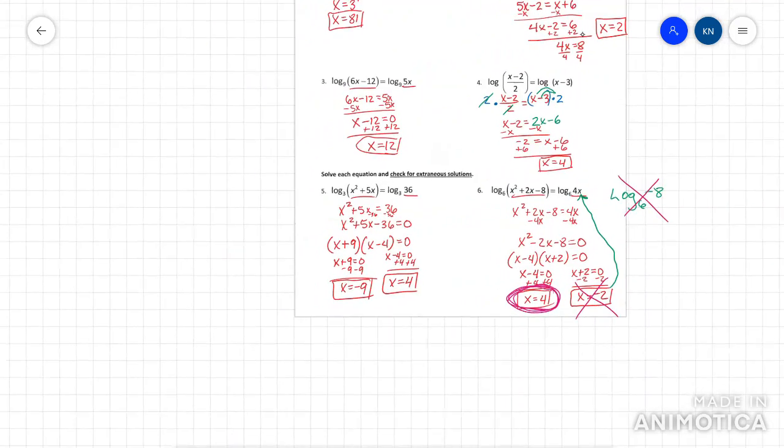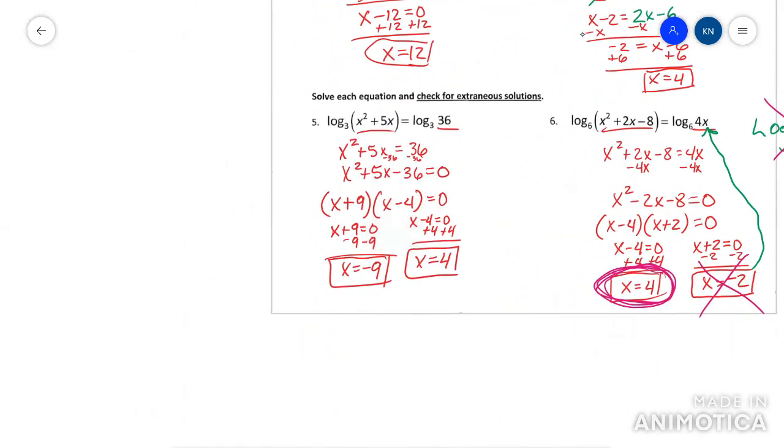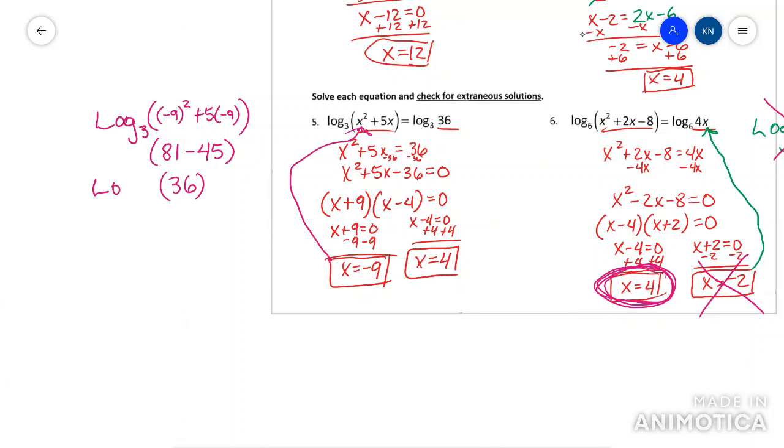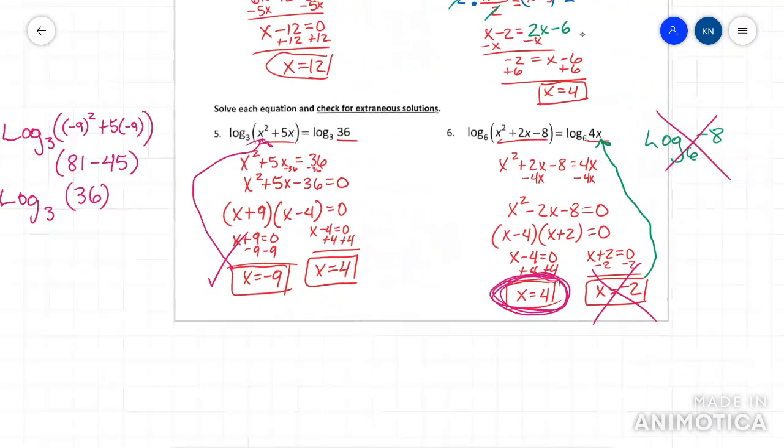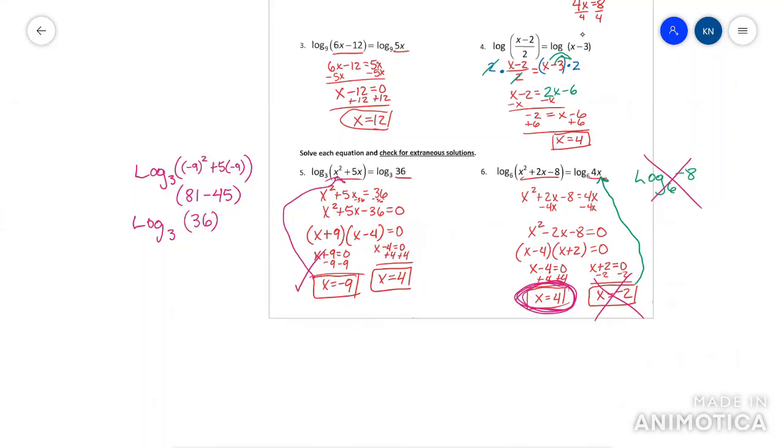Now, you're probably wondering, well, why didn't we do that on number 5? Well, if you plugged in negative 9 right here, it would become log base 3 of negative 9 squared plus 5 times negative 9. This is going to make 81 minus 45, which is 36. So it's not a log of a negative. So this one's okay. But if you end up with an answer that's negative, you really need to think about it and plug it in and check it.